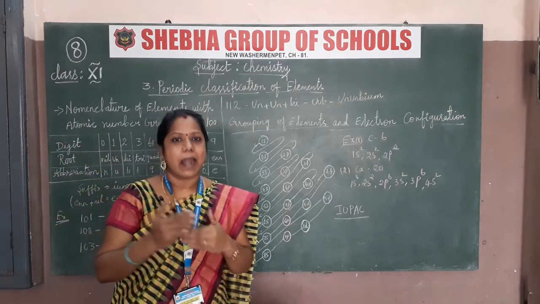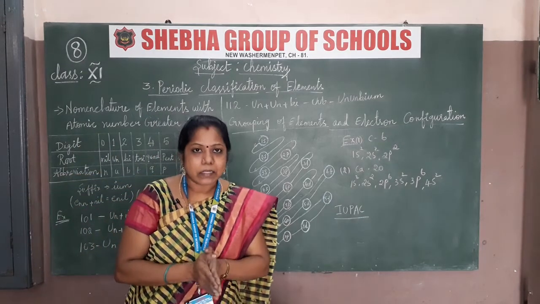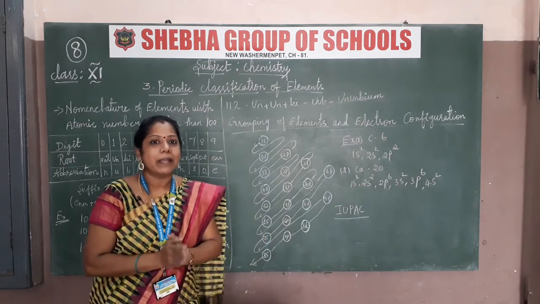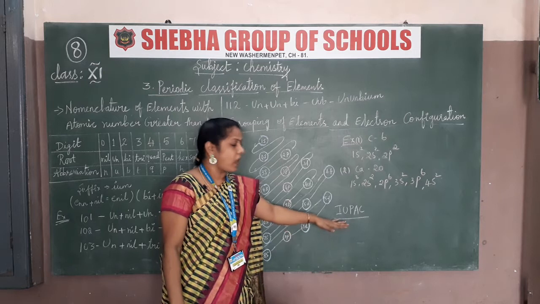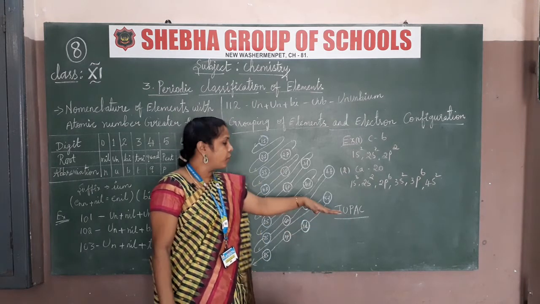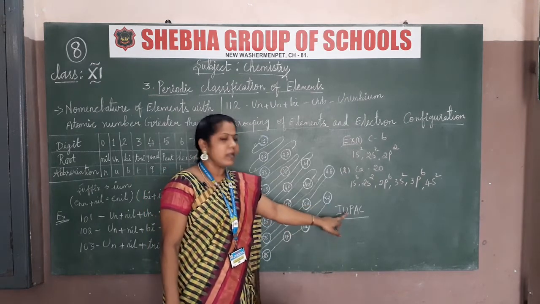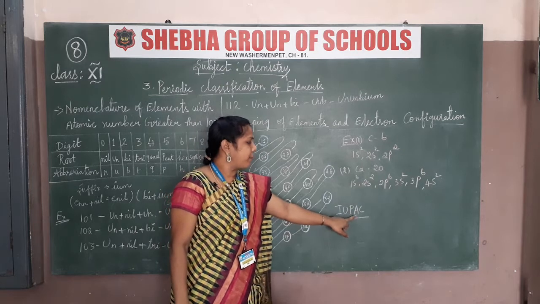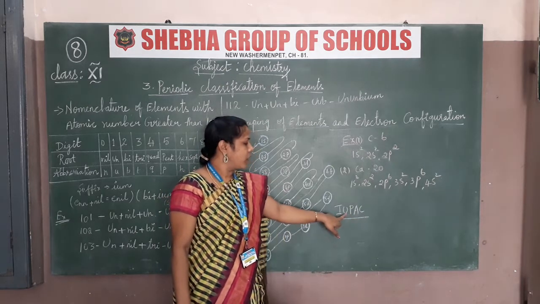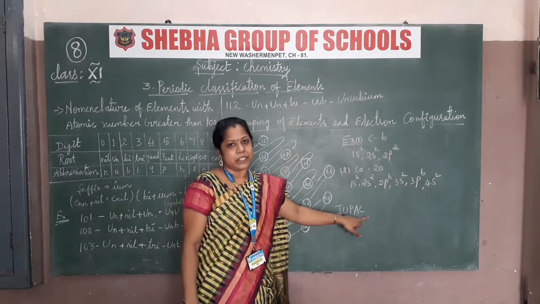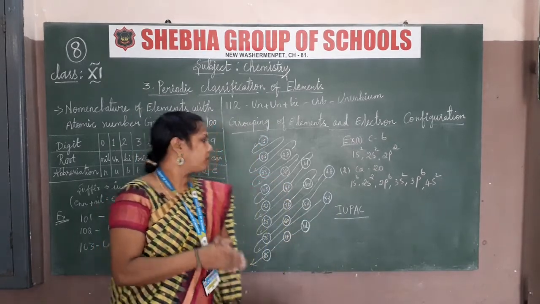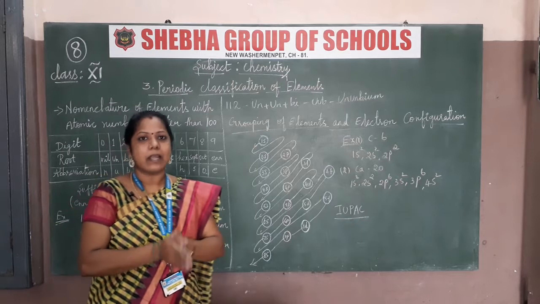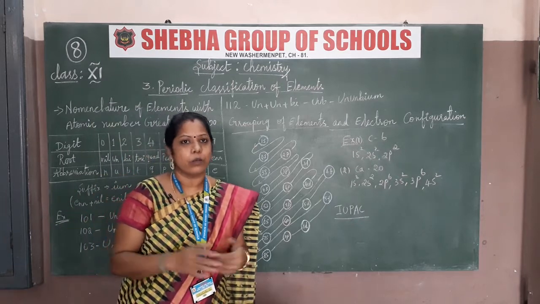For atomic numbers less than 100 you can answer using the IUPAC name. What is IUPAC? First of all I am going to explain that. IUPAC means International Union of Pure and Applied Chemistry. The IUPAC name is considered the common name all over the world.